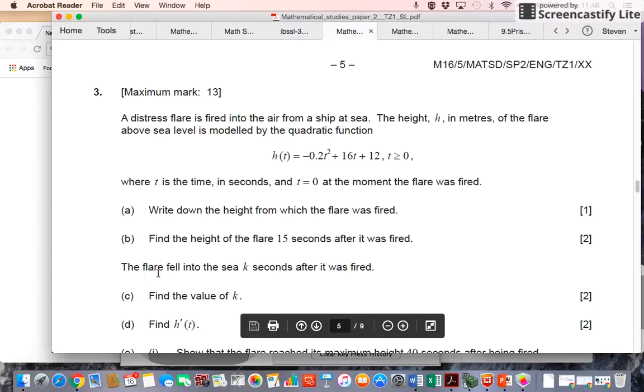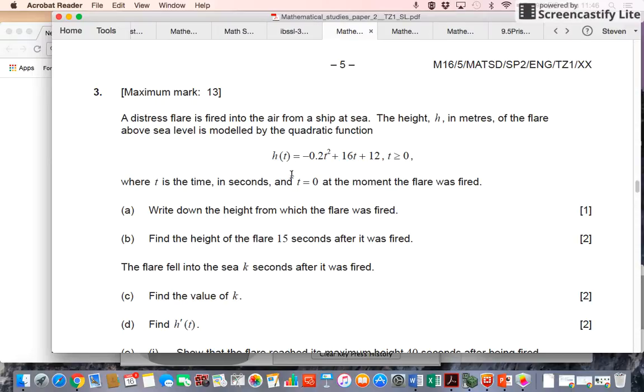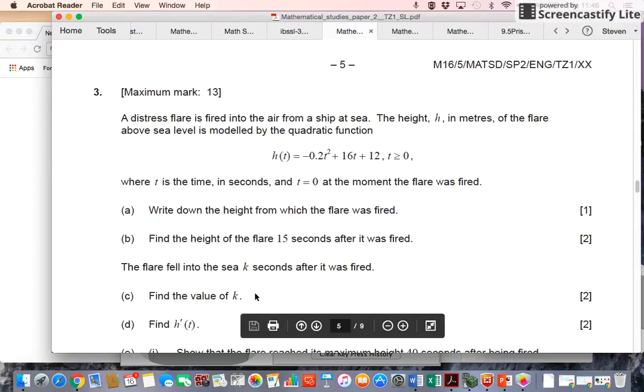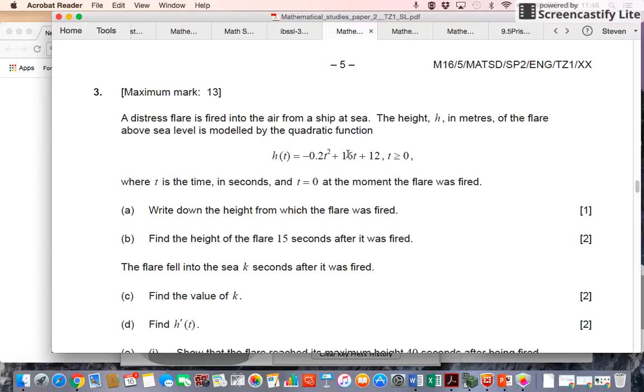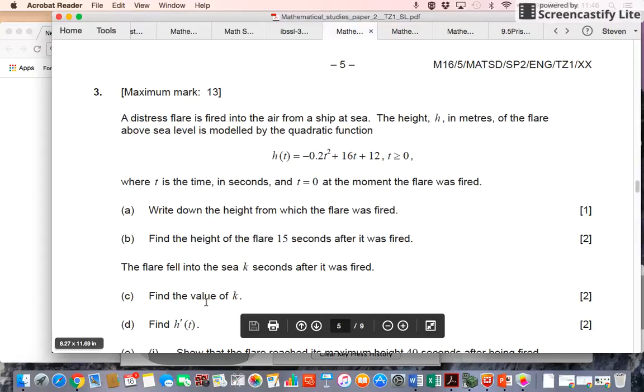Okay, the flare fell into the sea k seconds after it was fired. Okay, so what is the height of the sea? Height up here is going to be 0. Okay, so you're solving this quadratic equation for when the height is 0. We're going to have to solve this graphically. You could use the quadratic formula. Okay, you put in 0 here, and then you have A, B, and C to use in the quadratic formula. We can do that written later. And then we're going to find the value of k when it came back down into the sea.